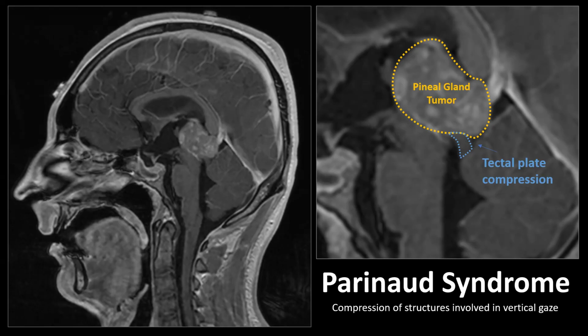And this is due to compression of several pathways responsible for vertical gaze. So for vertical gaze, several eye muscles have to work together. They rely on several pathways which are located in the dorsal upper midbrain, and these are compressed by the pineal gland tumor. So it's not really compression of the tectal plate, but rather of other pathways located in the vicinity.